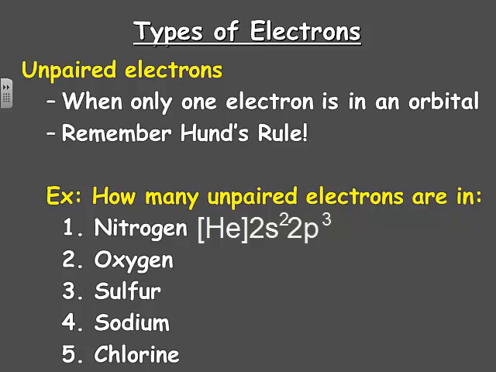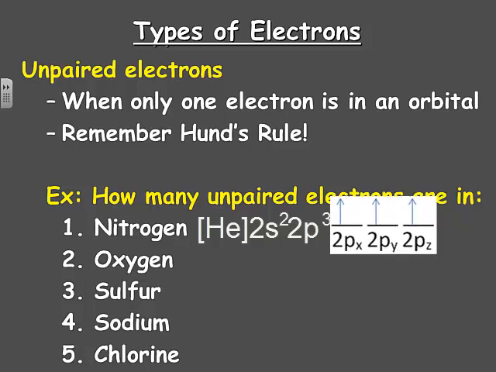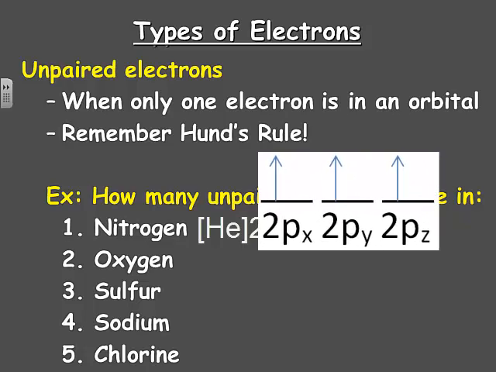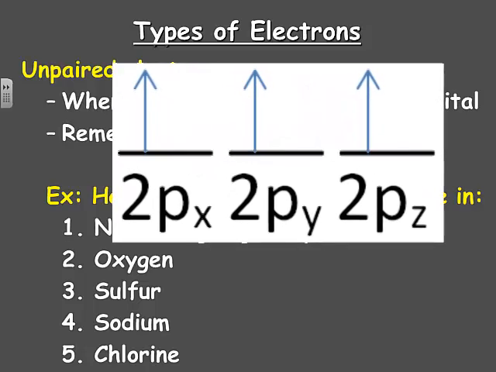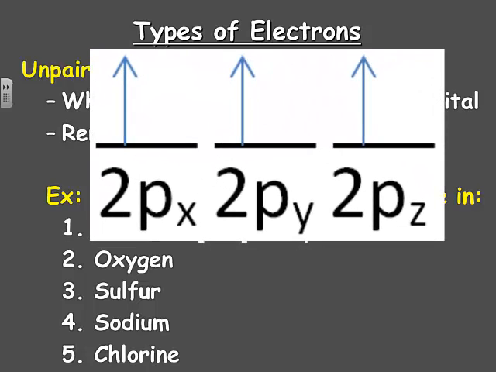As a p sublevel, it has 3 orbitals. So I would draw 2px, 2py, and 2pz, and I would place my 3 electrons in there. When I do that, what I get is 3 orbitals with 1 electron in each one pointing upward as an upward arrow. So that means I have 3 unpaired electrons for nitrogen.